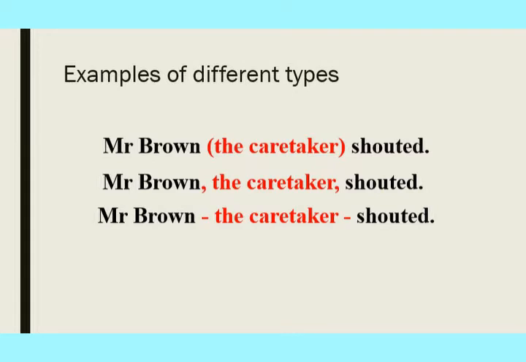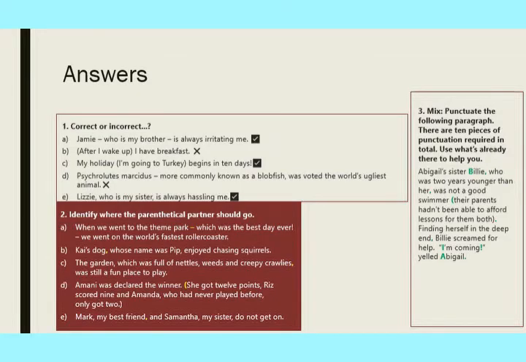Examples of different types. Mrs. Brown, the caretaker, shouted. Mrs. Brown (the caretaker) shouted. Mrs. Brown - the caretaker - shouted. So these are all acceptable forms of parentheses. You can use commas, you can use brackets, and you can use dashes. But ideally, most commonly used is brackets. So please stick to using brackets. This is easy to use and easy to manage.